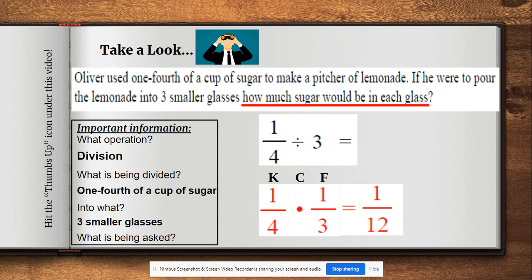Now, you also have to remember, it's a word problem. So what is it that they're asking about? 1/12 of a cup of sugar. That is how much sugar would be in each glass. 1/12 of a cup. Now, again, notice how we broke up this word problem to make sense of it.